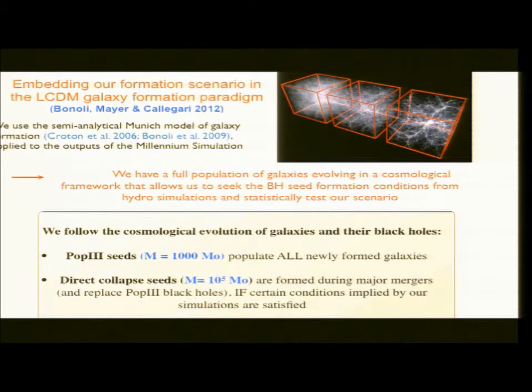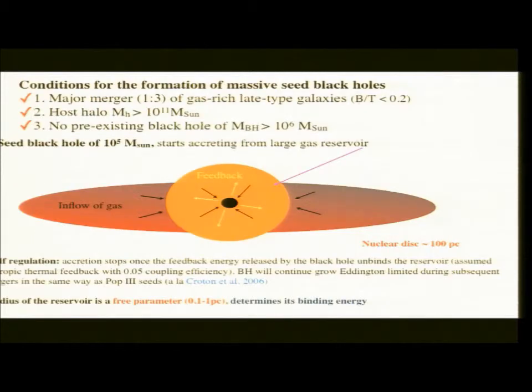So in the model, we keep the standard way of forming black holes that they already had in the Munich model, based on the Pop III seeds. But we also include our direct collapse route. So we also implant a 10 to the 5 solar mass seed in galaxies that undergo a set of conditions which are the ones that we found in our simulations. So it's not an ad hoc model, but it's based on the simulation.